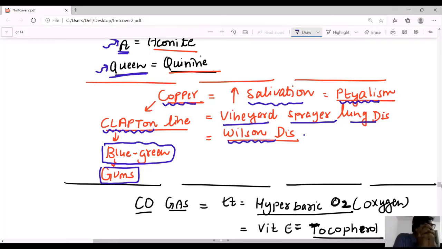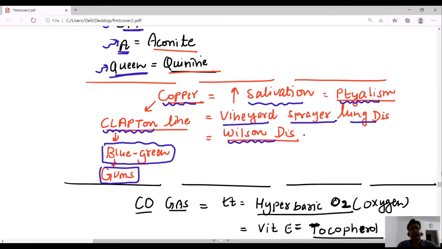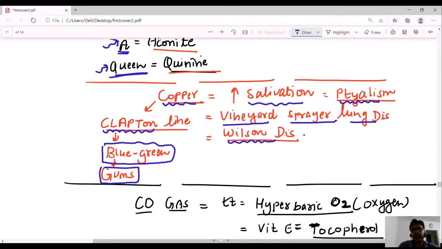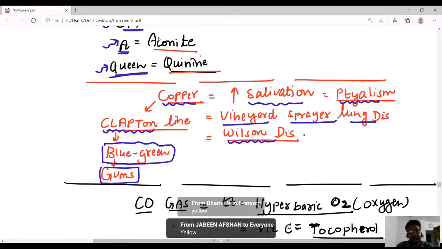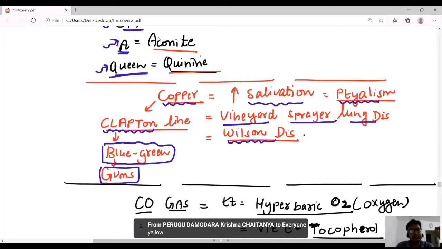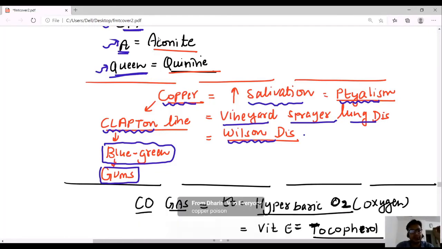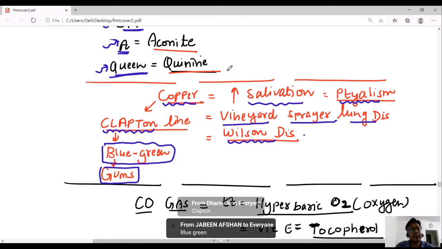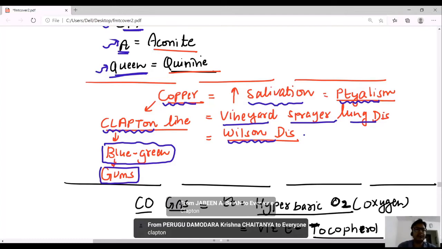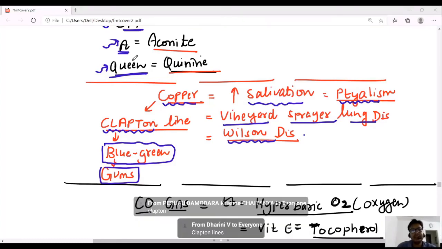So, Doctor, you have to remember all this. You can get a question. Nerine is a principle of white oleander or yellow oleander? White. Cerberin is a principle of yellow oleander. Vineyard sprayer lung disease is caused by copper intoxication. What are the gum lines seen in copper poisoning? What is the name of this bluish green line? Clepton line.